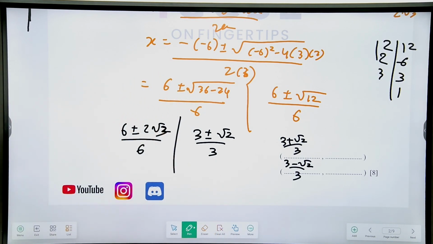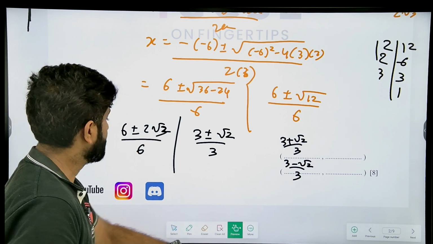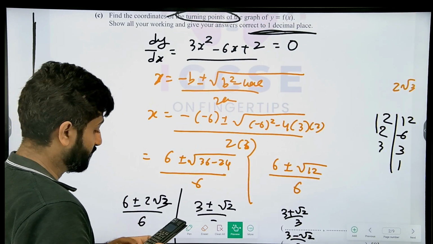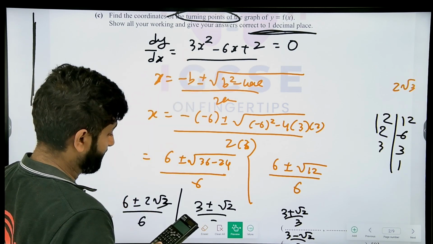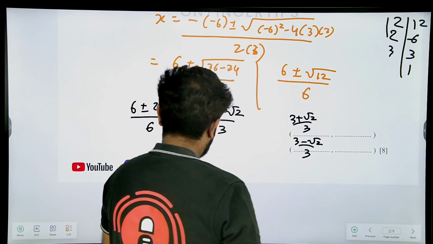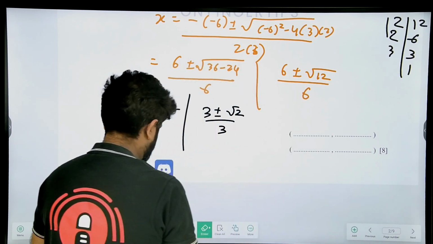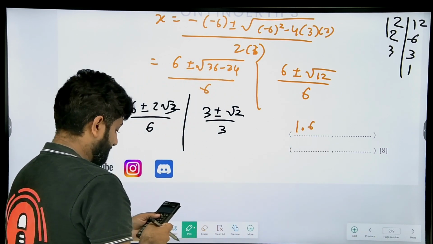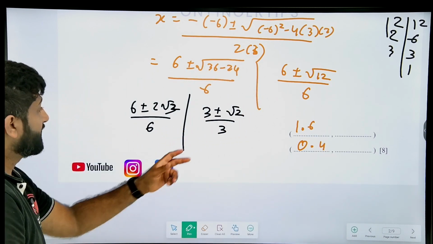So guys, I'm back with the calculator. Let me solve this equation. The equation was 3, negative 6 and 2. The answer I have to give up to 1 decimal place, right? So, to give you a better answer, it is 1.6 and the second value is 0.4. Right, these are the x values.